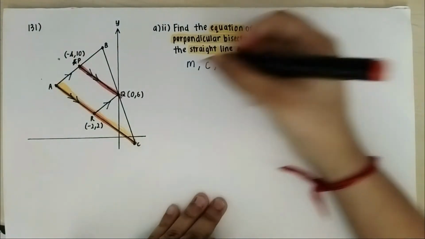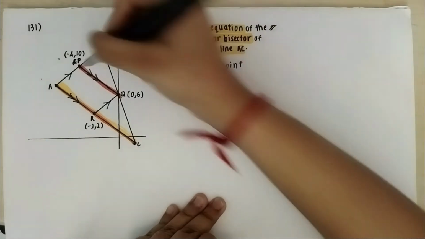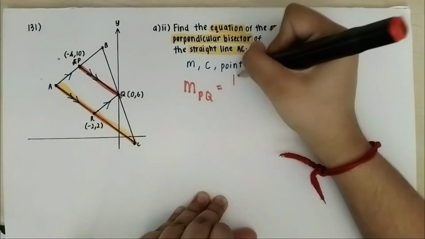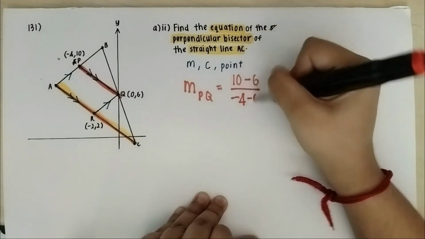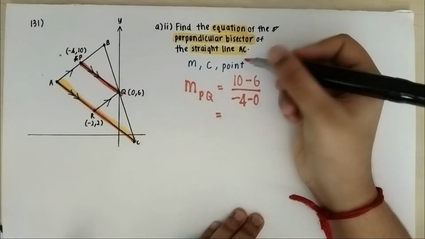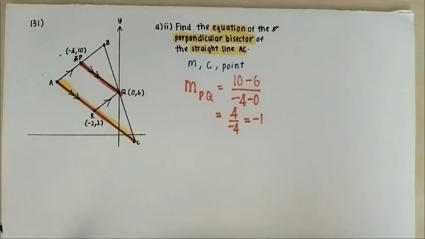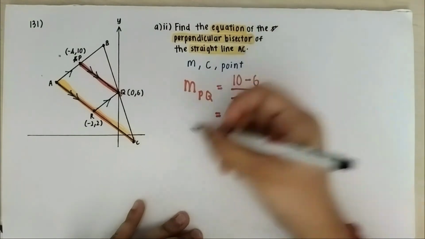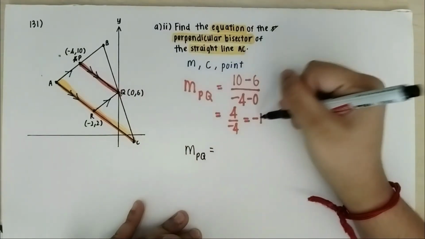So, to find the gradient of PQ, we have 2 points, which are P and Q, so we can use these points. 10 minus 6 over -4 minus 0. So, the answer would be 4 over -4, which is equal to -1. So, from here, we can understand that the gradient of this straight line PQ is -1. It means that the gradient of AC is also equal to -1.